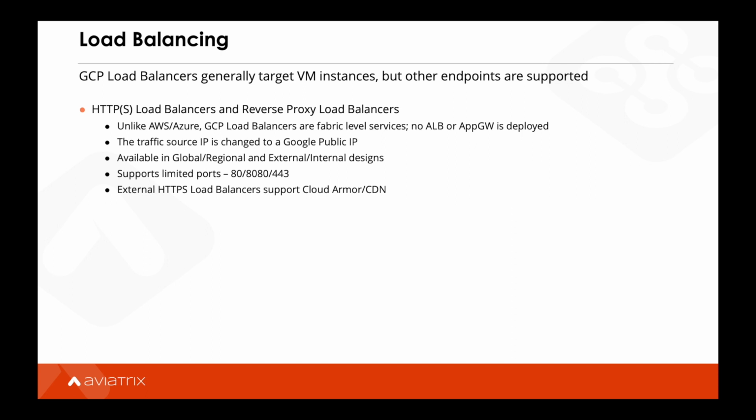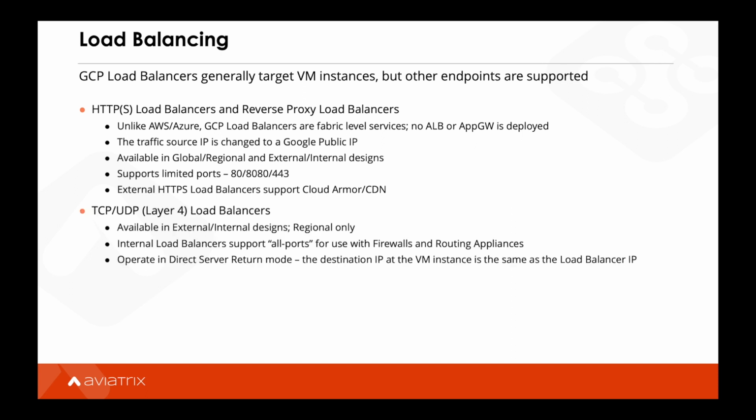When the traffic comes from outside, the source IP is changed to a Google public IP in the case of the HTTP or HTTPS load balancer. This load balancer is available in a global or regional setting, and you can use it for your external or internal designs. Since it is HTTP, HTTPS, the port support is limited, so you can use ports 80, 8080, or 443. This load balancer also supports Cloud Armor, WAF (Web Application Firewall), or CDN services.